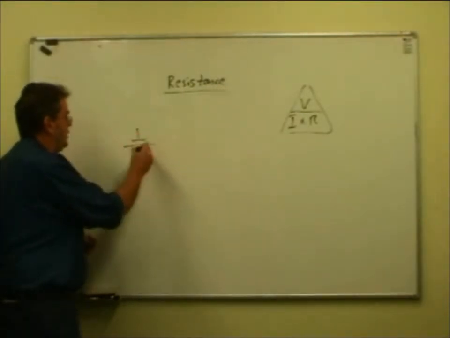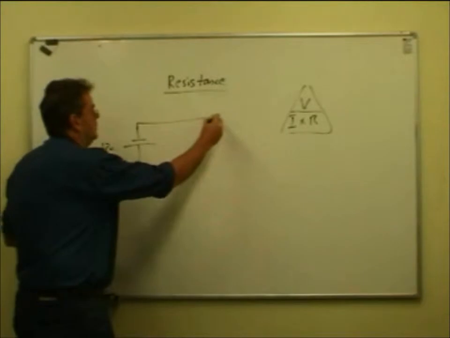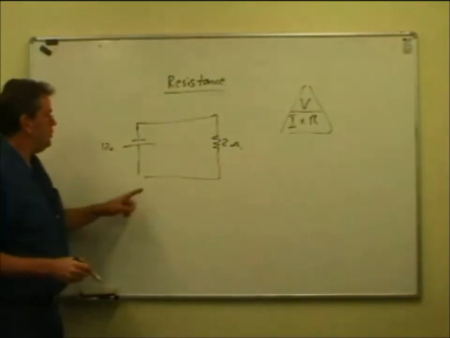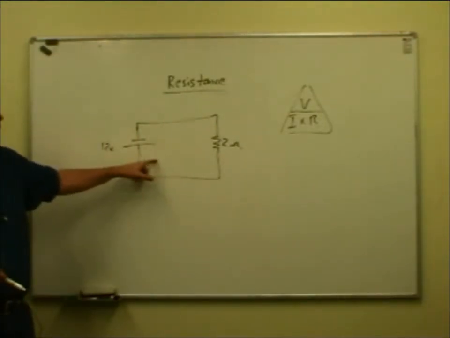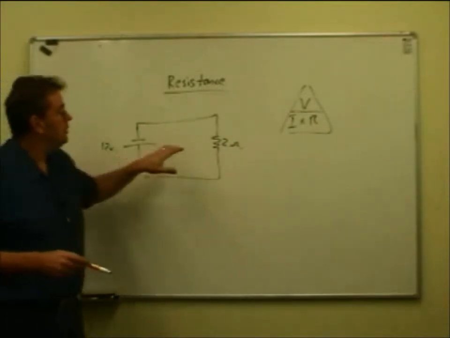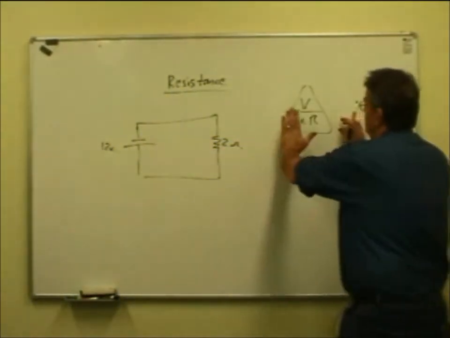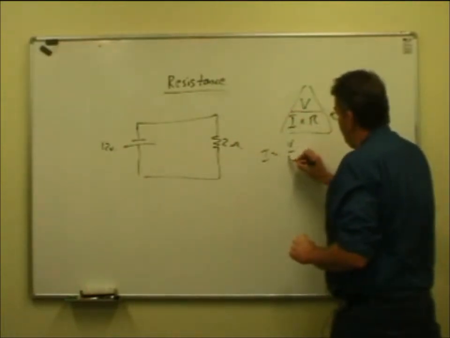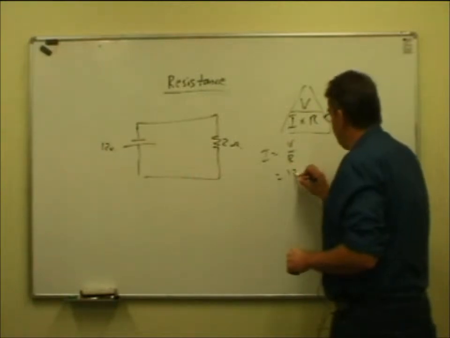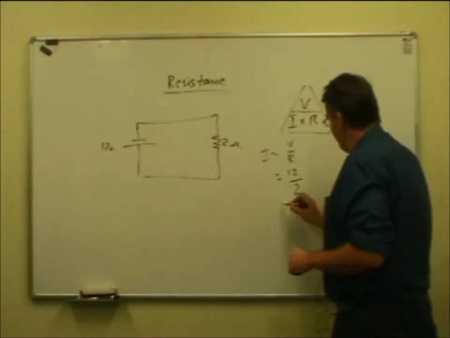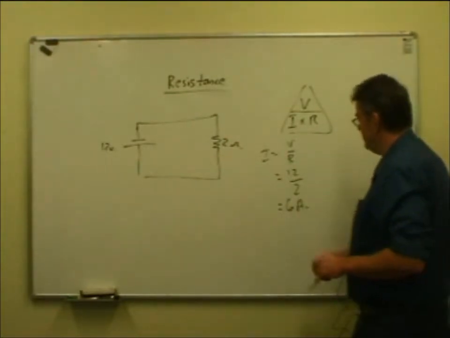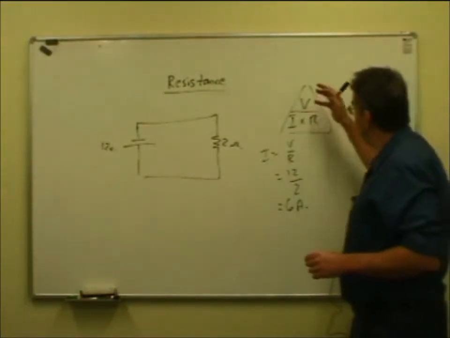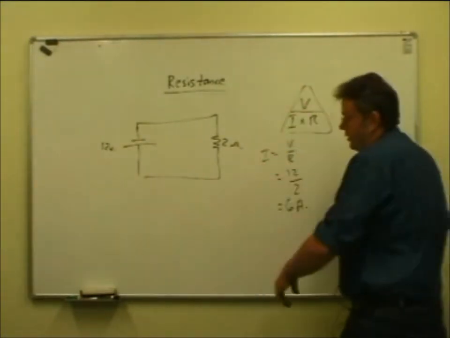So if you've got a 12-volt battery and a 2-ohm resistor, you can work out how much current is going to be flowing. We want to know I, or amps. So I is equal to V divided by R, 12 divided by 2, keeping the numbers simple. That's 6 amps. So that's Ohm's Law. And if we know resistance and voltage and not current, we can just reuse the triangle to work things out.